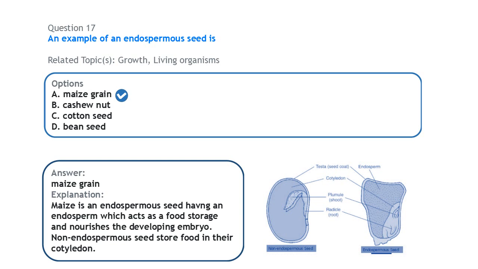Next, on growth: an example of an endospermous seed is maize. Being endospermous means that it has an endosperm, which acts as a food storage where food is stored, and the stored food is used to nourish the developing embryo. But the non-endospermous seeds store their food in their cotyledon.